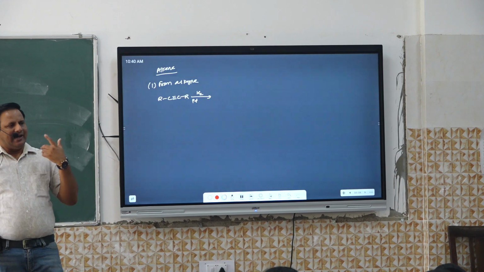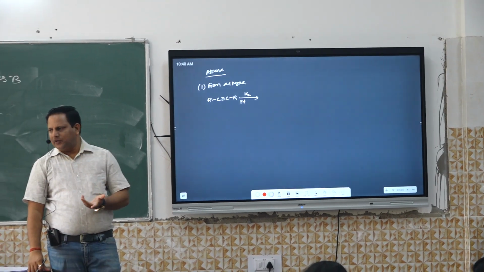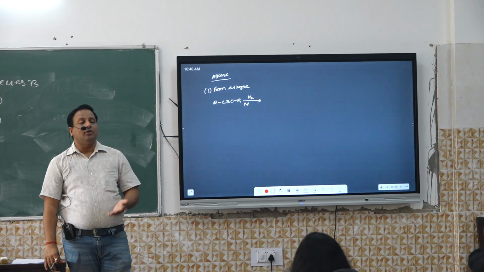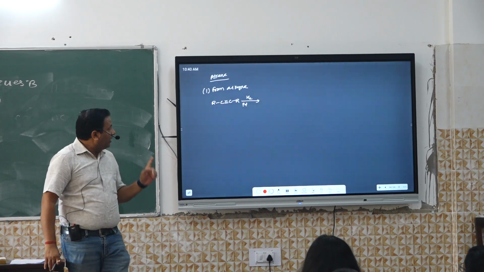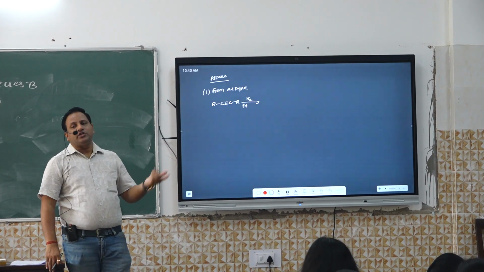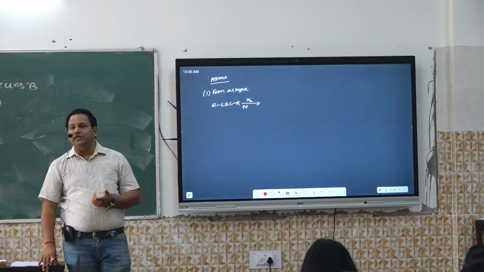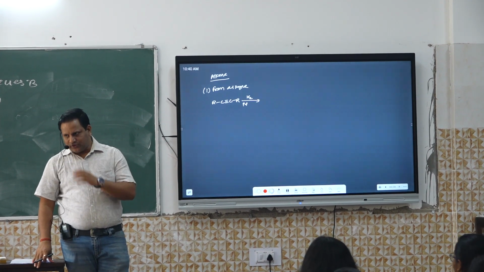We have already seen alkyne gives alkene, and alkene gives alkane. So reaction cannot be stopped at the alkene stage. So we have to take different set of reagents in order to stop the reaction at the alkene stage. That is the first question.